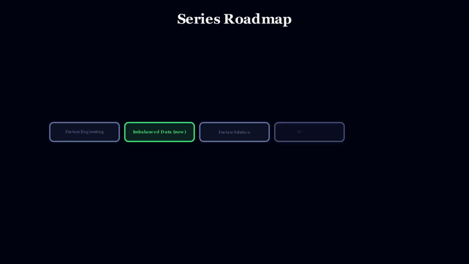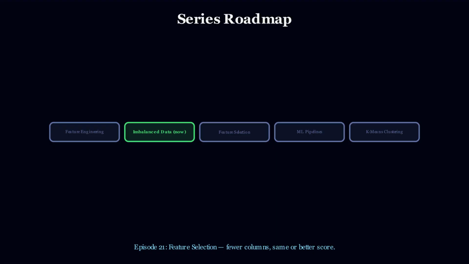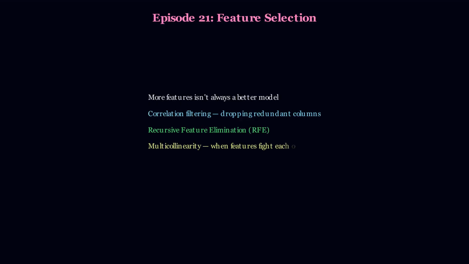Where we are in the series, we can evaluate a model, prepare its data, and now handle imbalance correctly. Episode 21, Feature Selection. Fewer features, equal or better model, and how to prove it. More features isn't always a better model. Sometimes it's a worse one. Correlation filtering, recursive feature elimination, multicollinearity. Fewer columns, same or better score.